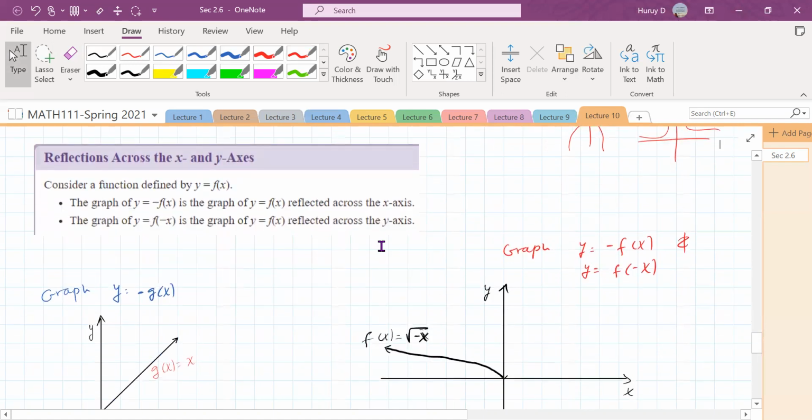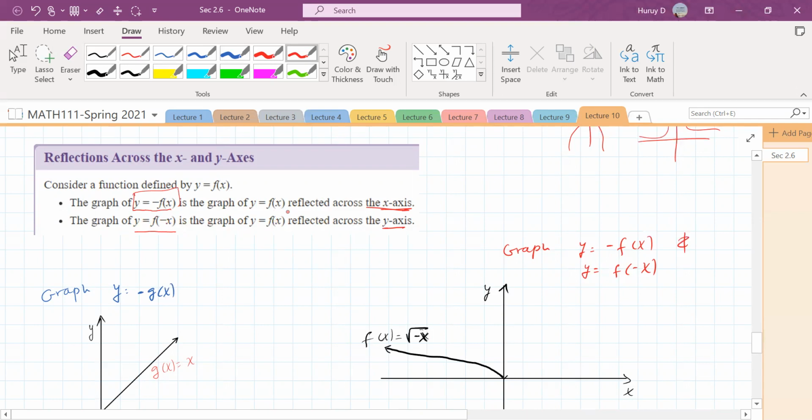And the reflection says if we have a function y equals f of x, then the graph of y equals negative f of x is the original graph reflected across the x-axis. So if we put a negative outside, then it gets reflected along the x-axis. And if we take the negative inside, so that the new function becomes f of negative x, then the graph is the original graph reflected across the y-axis.